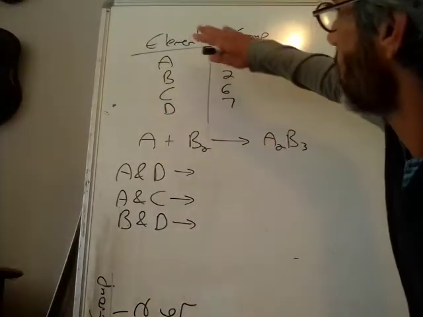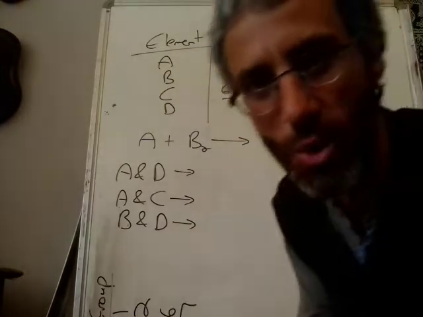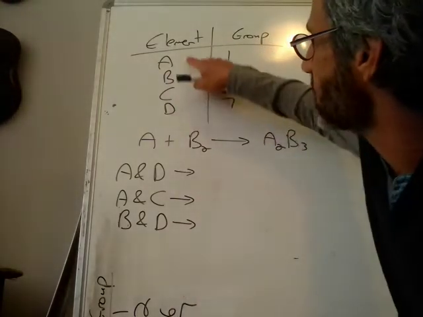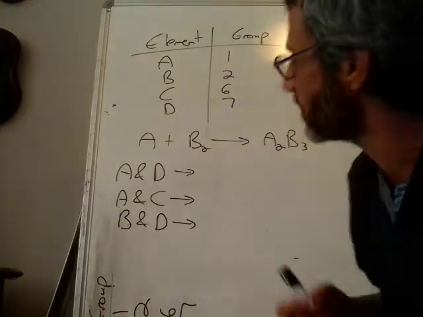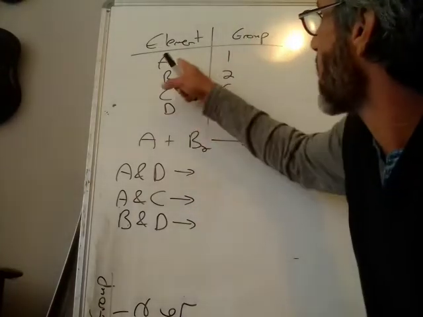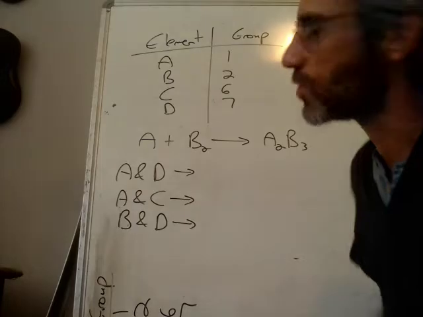So let me explain, what am I trying to do here? In this example, which is similar to what you've got in the test, I've got 4 elements, A, B, C, D, and for each one of them I tell you which group they are. So A is in group 1, B in group 2, and so on.